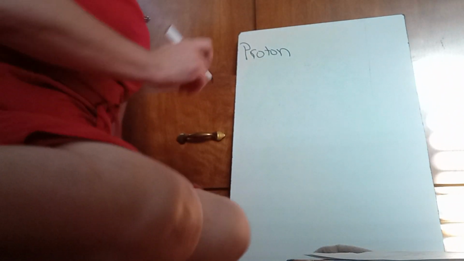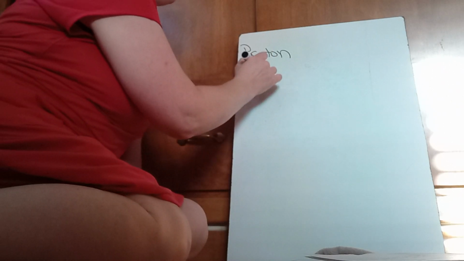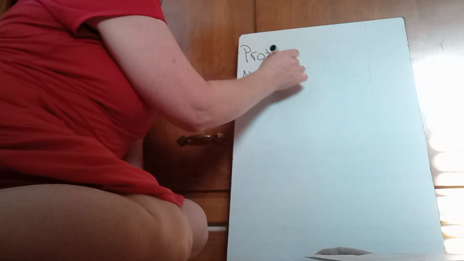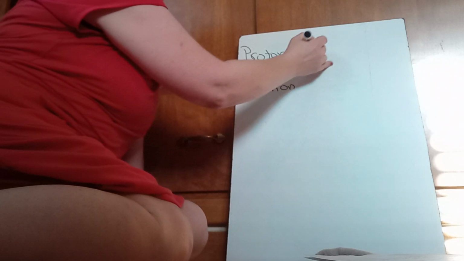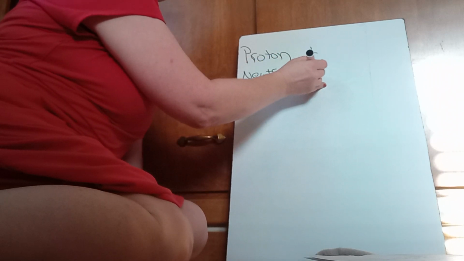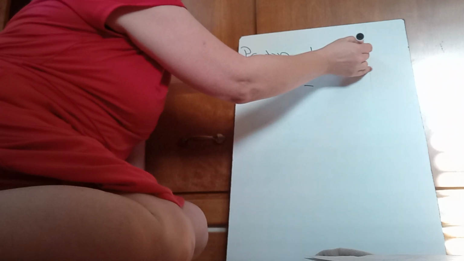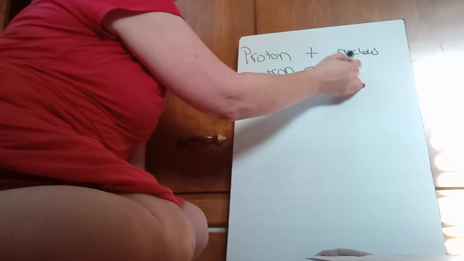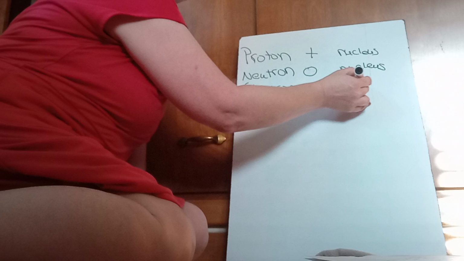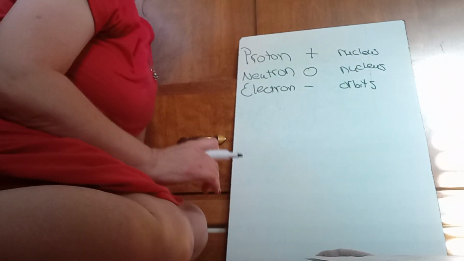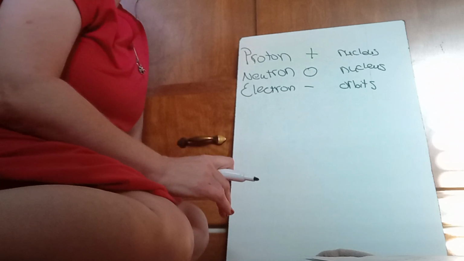There. Has a proton, a neutron, and an electron. The proton has a positive charge, the neutron has no charge, and the electron has negative charge. The proton and the neutron are in the nucleus, or the center of the atom. The electron orbits the atom.